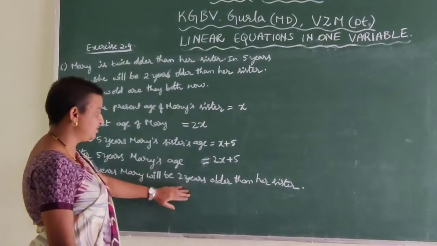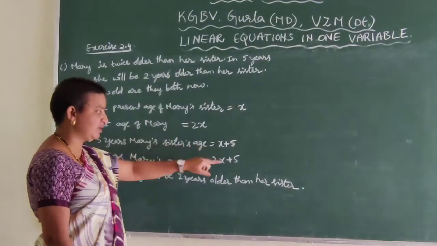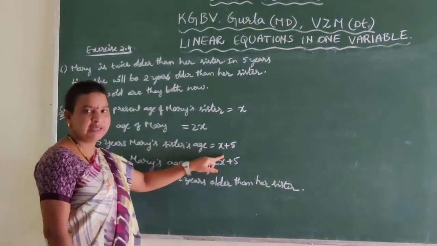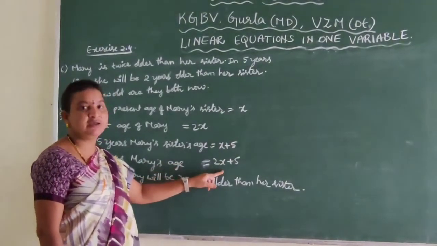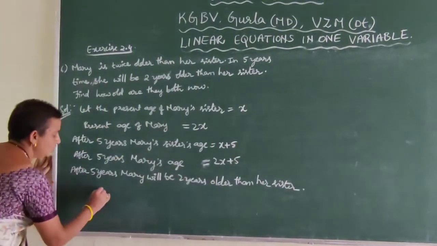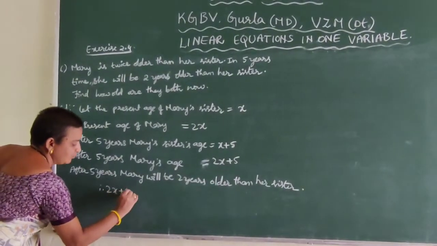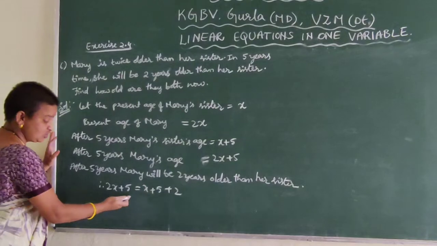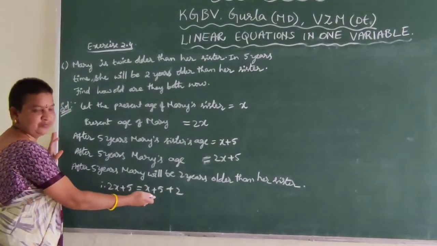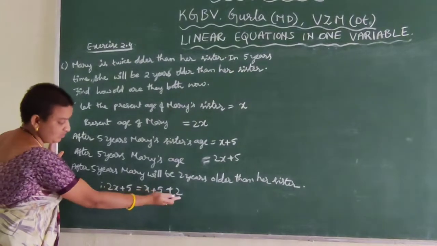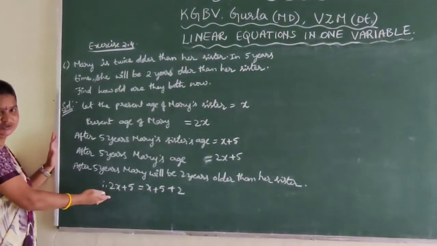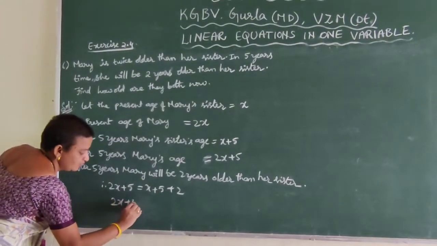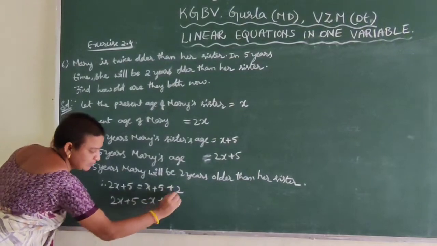So, after 5 years, her sister's age is x plus 5 and Mary's age is 2x plus 5. If we add 2 to her sister's age, it will be equal to the age of Mary. Therefore, 2x plus 5 is equal to x plus 5 plus 2, because she is 2 years older than her sister. Okay children, now we have to solve. 2x plus 5 is equal to x plus 5 plus 2, that is 7.